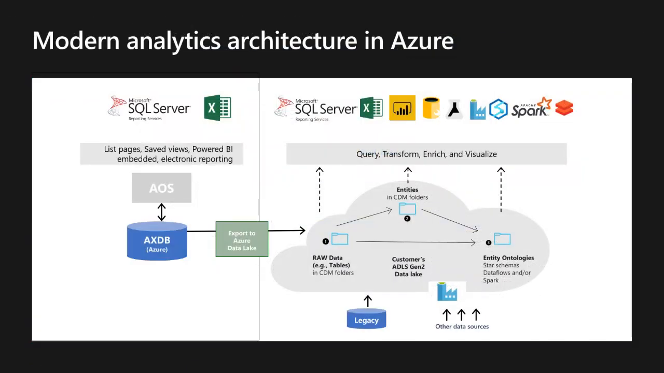Again, we'll get to demos in a moment, but here's another glimpse, this time of what's being enabled by the screens and the steps that were previously discussed. Now on the left, we can see our traditional intelligence capabilities, including the existing library of SSRS reports, of course, everyone's favorite tool, Excel, the native controls contained in list pages and saved views, as well as embedded Power BI and electronic reporting. Our new microservice that we're talking about here today, the Export to Azure Data Lake feature, is in the green box. And as we've discussed, it provides an easy way to export data to your lake.